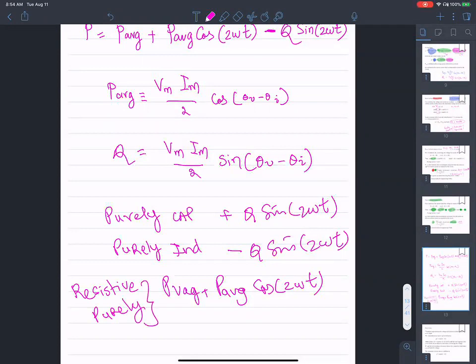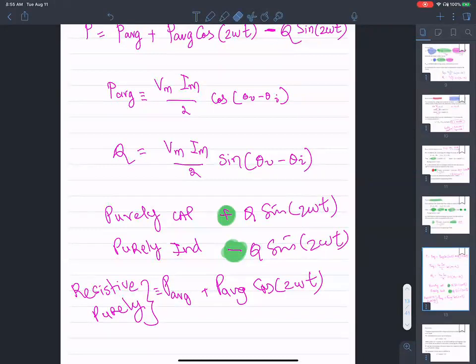Average power plus average power times cosine 2 omega t. So by looking at the sign of the power, you can identify whether the circuit is a capacitive circuit or an inductive circuit.